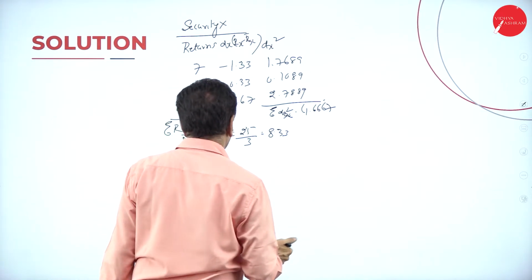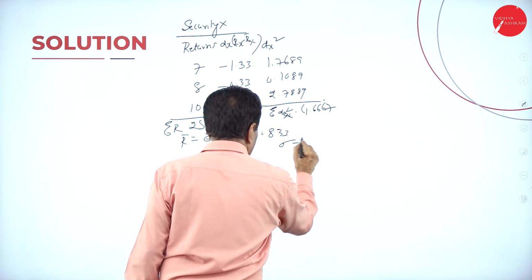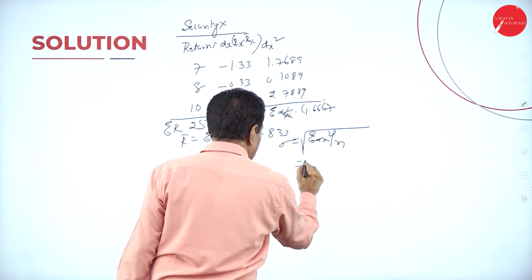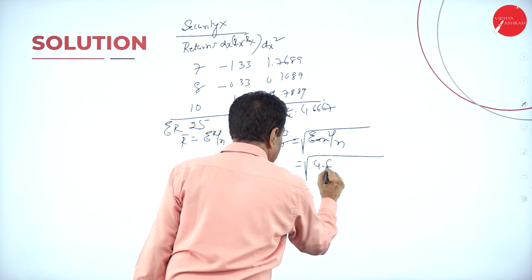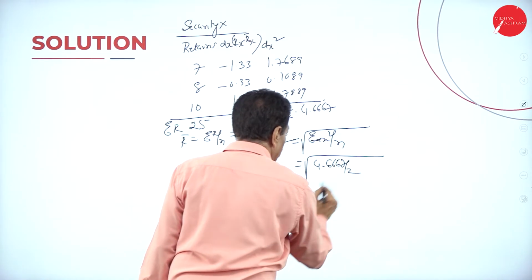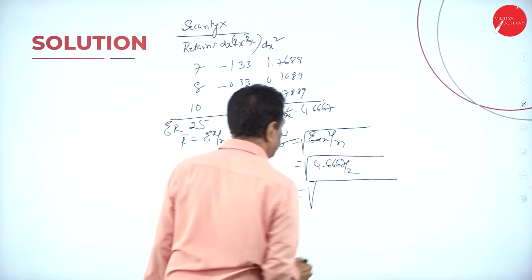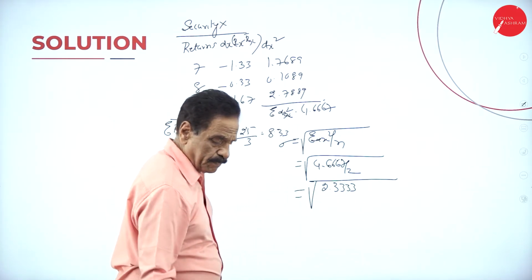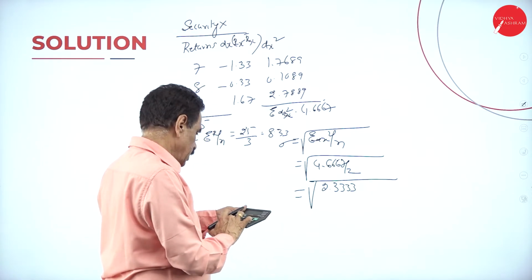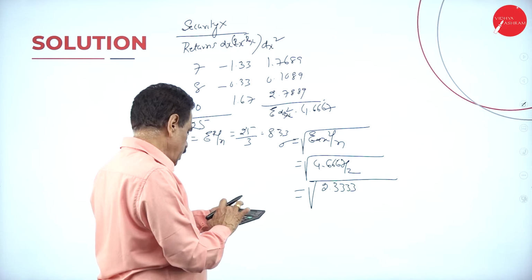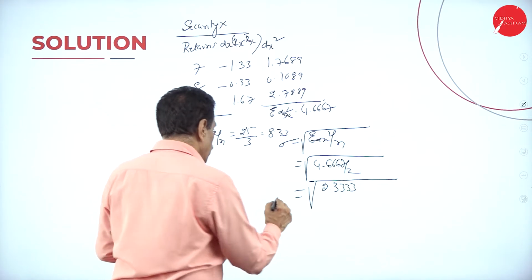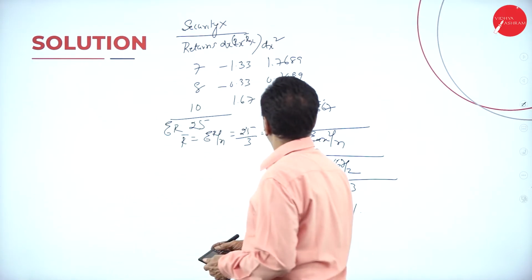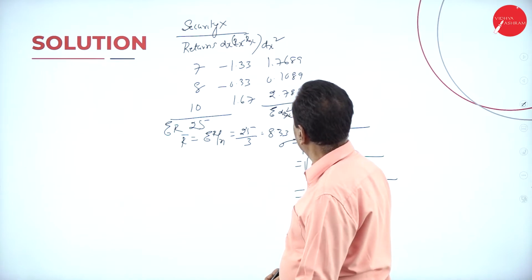Here the mean is 8.33. Standard deviation is equal to root of sigma dx square divided by n, root of 4.6667 divided by 2. This is equal to root of 2.3333. Root of this is 1.53 percentage. This goes in favor of security X.